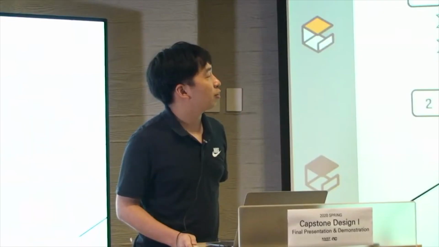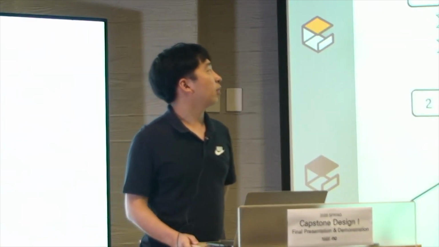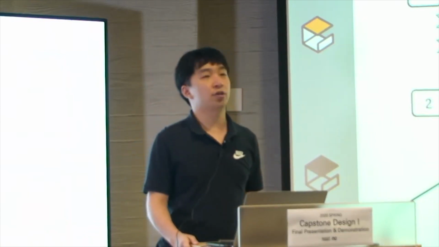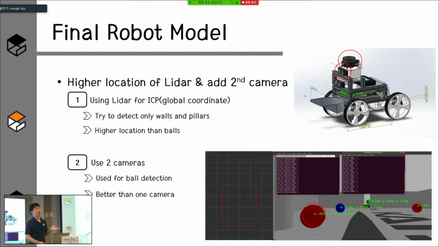And also we try to use another camera and put a LiDAR in a higher place. For the LiDAR sensor, we try to use ICP, which means we collect the data for the walls and the pillar, but we do not want to detect the position of a ball, so we need to put the LiDAR higher than the ball's height. And we also use two cameras because when we tried only one camera, we had difficulties detecting a ball, especially a green ball at the goal position. So we put another camera at a higher position and use it properly.